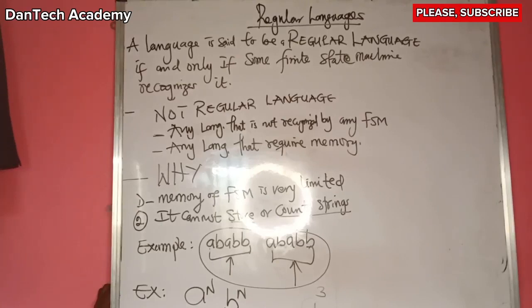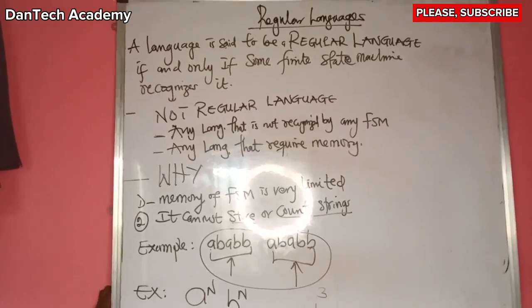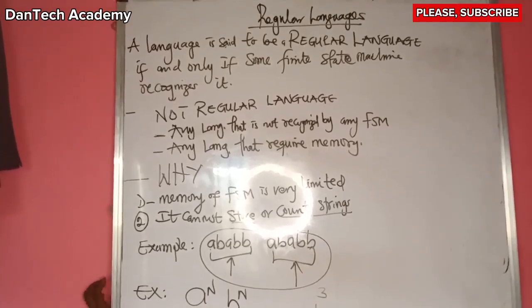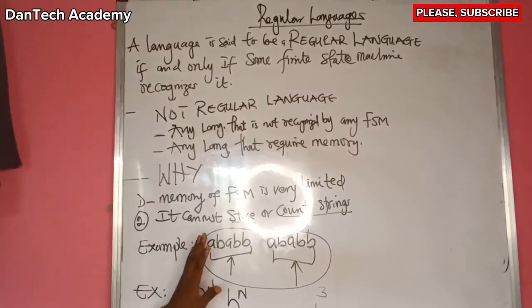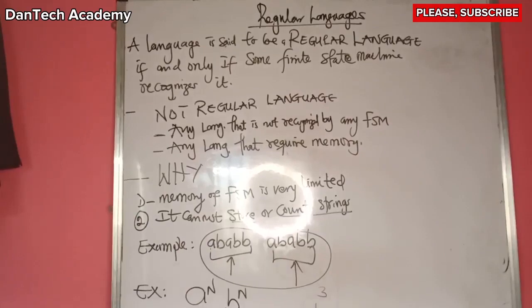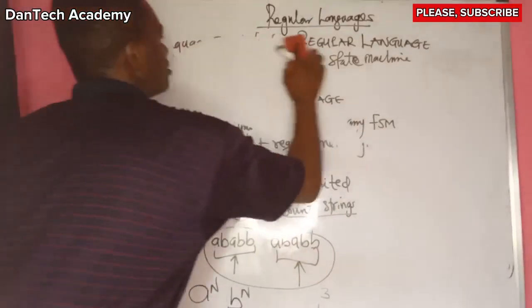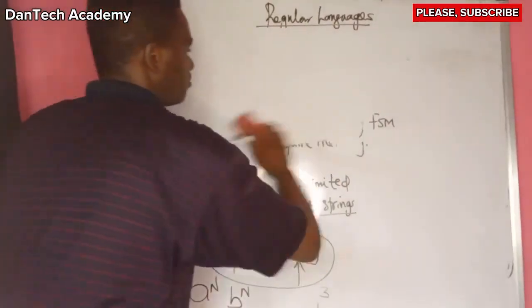It simply means that there is a storage there and there is a counting of strings. And it cannot be an FSM. So it must be totally different. That's what we are checking out for. This one helps us to know what an FSM recognizes. Examples of this machine we are talking about, which is FSM.